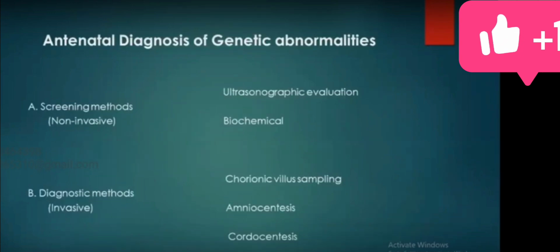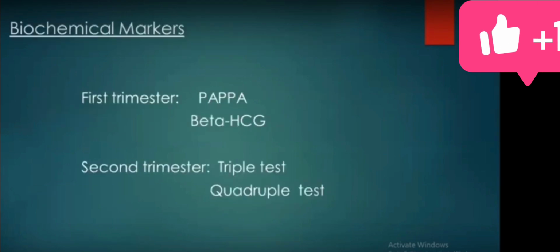In a screening, we first do an ultrasonographic evaluation. If we see an increased nuchal translucency or the nasal bone is absent, we can think that there are some sorts of anomalies. So we will do some biochemical tests, some serum or blood tests. In the first trimester, we will do the PAPP-A test, that is pregnancy associated plasma protein A, and beta HCG. These are the two markers.